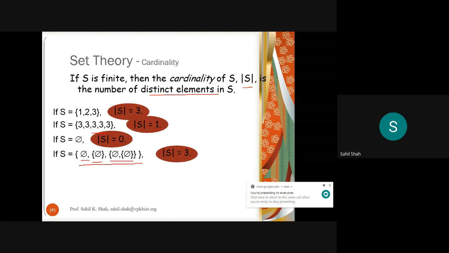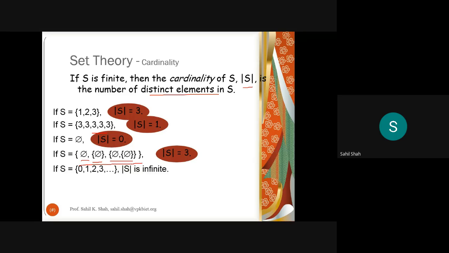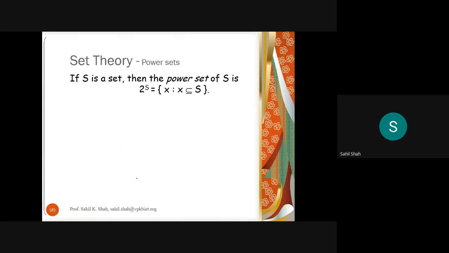This is the point where you are confusing. If we are writing 5 without any braces, that means it is nothing, so the cardinality is 0. If we are writing 5 inside a bracket, it becomes an element. So 1 element, 2 element, 3 element. If we are denoting a set using these dots, it becomes infinite, wherein cardinality cannot be counted.